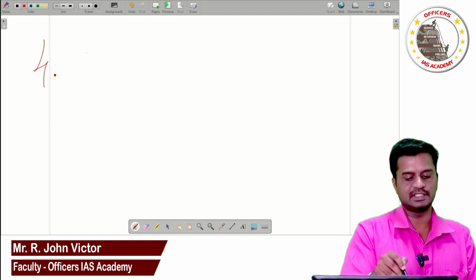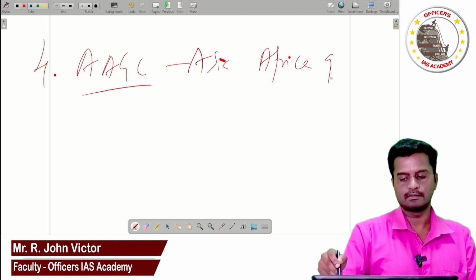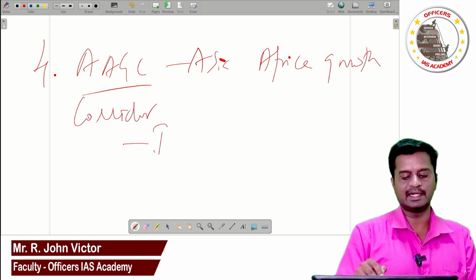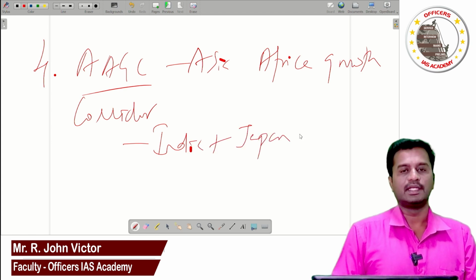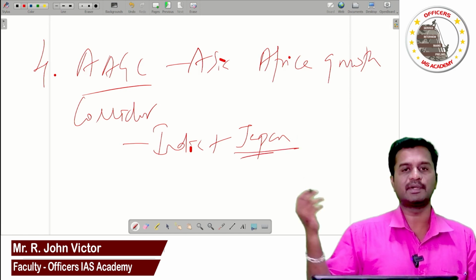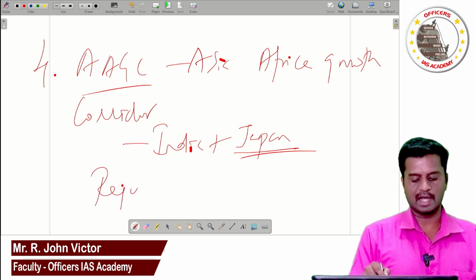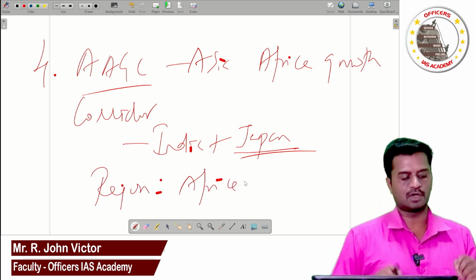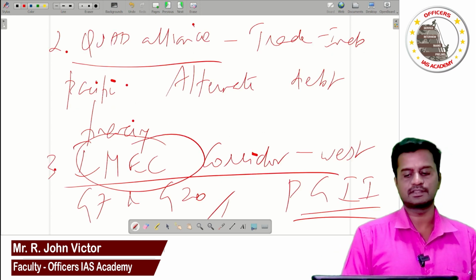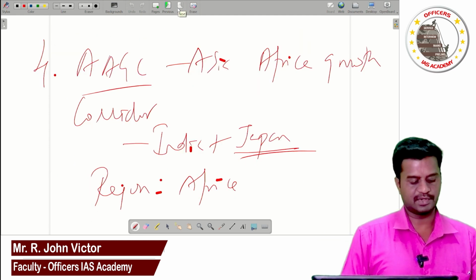Next example is AAGC, Asia Africa Growth Corridor. This is an initiative of India and Japan. India and Japan have taken an initiative to develop many projects in Africa. So Japan is nothing but West. India, West cooperation. The region of focus is Africa. So here you can mention the region of focus. For IMEC it is Middle East. For Quad it is Indo-Pacific. For AAGC it is Africa.